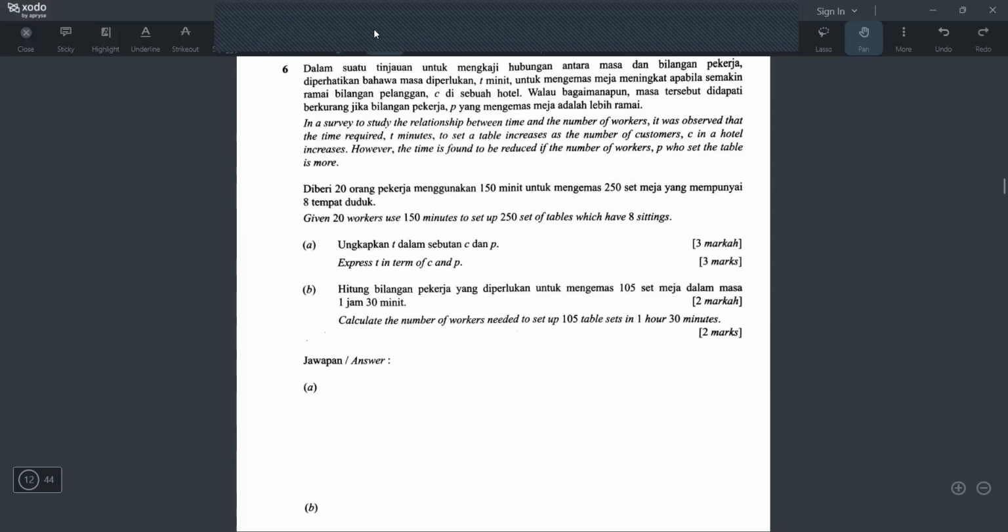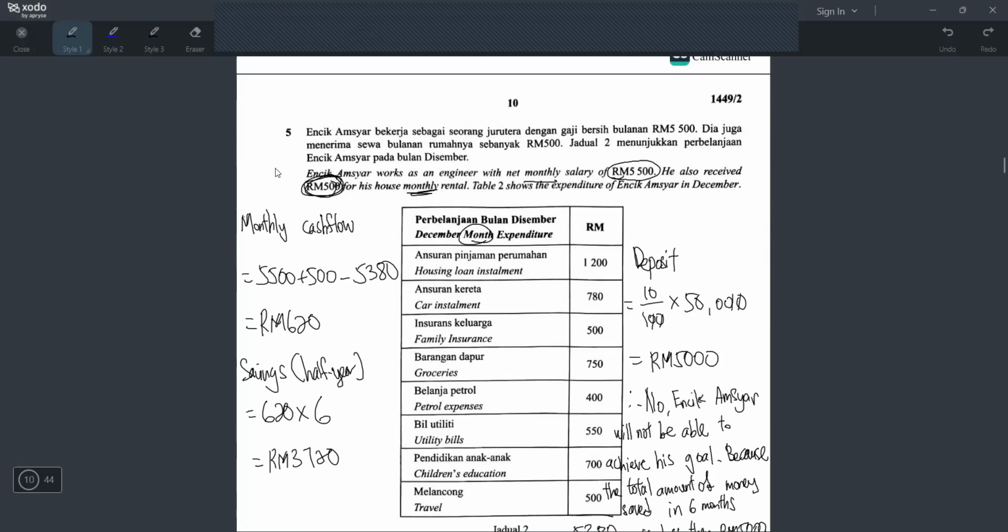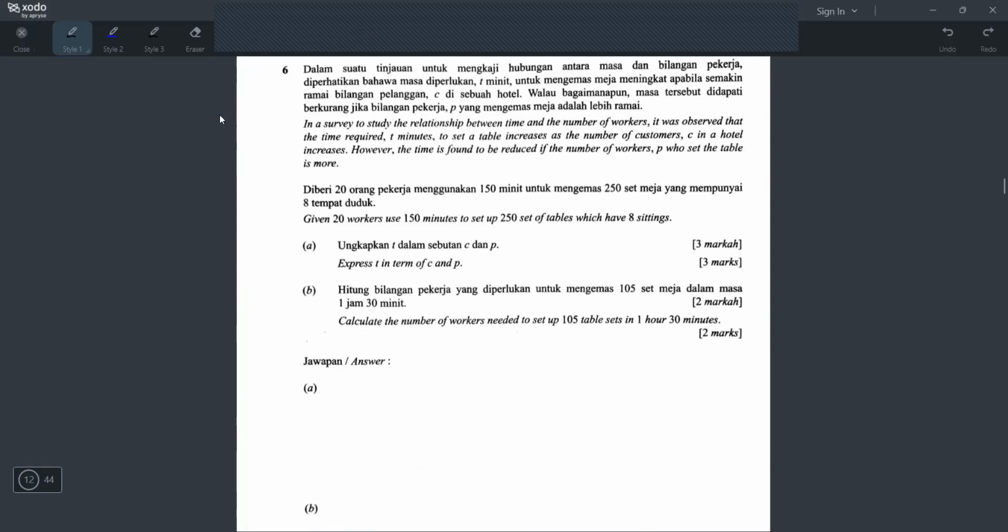Let's continue with number 6. Okay, wait, this one is number 5. Okay, let's go, number 6. Let's read the question first. In a survey, to study the relationship between time and number of workers, it was observed that the time required, T minutes, to set a table increases as the number of customers C in a hotel increases. What does it mean by T increases as customers increase? It means T varies directly as C. So we can write down the variation here: T varies directly as C, right?